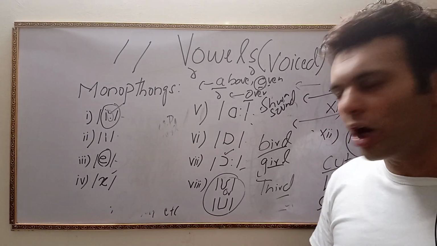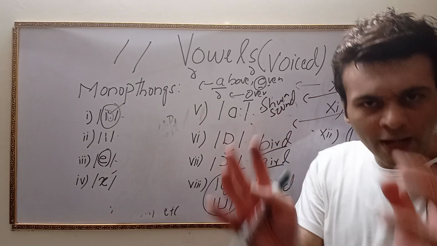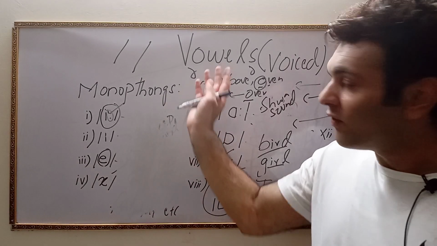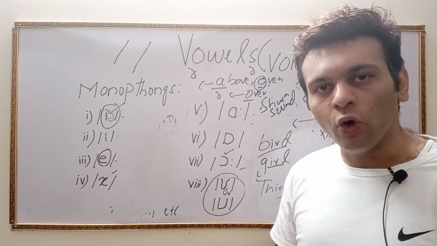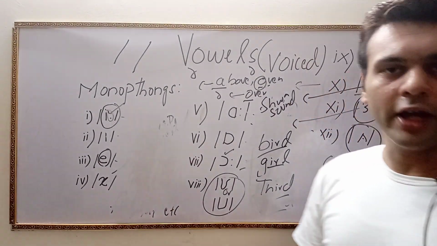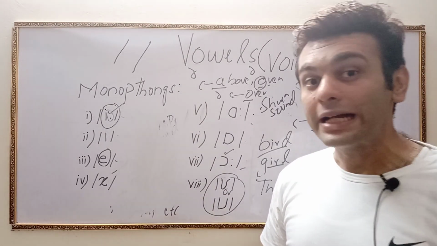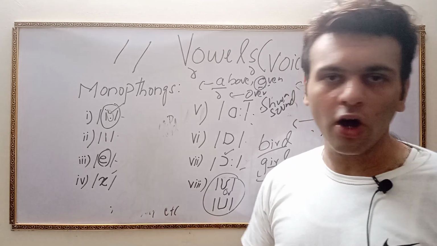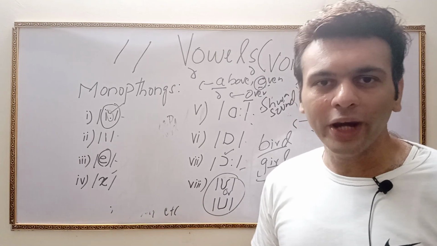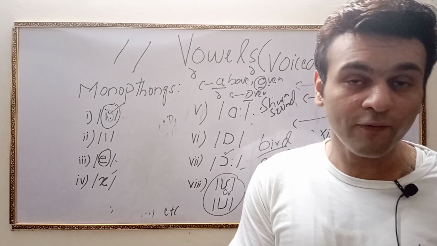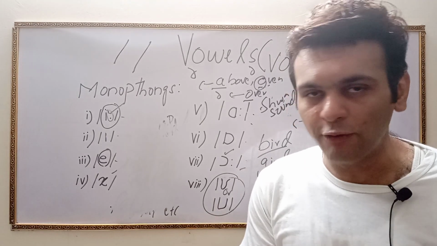So this is how you are going to understand these phonemic representations of the vowel sounds. Now, this much is sufficient for today. In the next session, I would be switching over to diphthongs and then triphthongs, and then I'll explain how you can realize these diphthongs and triphthongs in different examples.